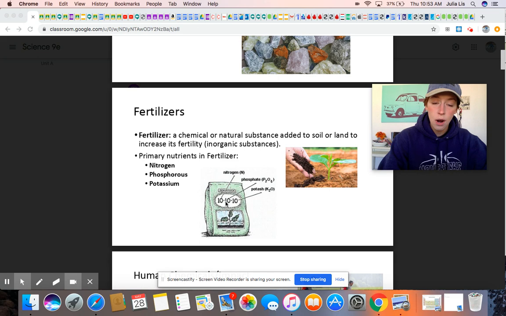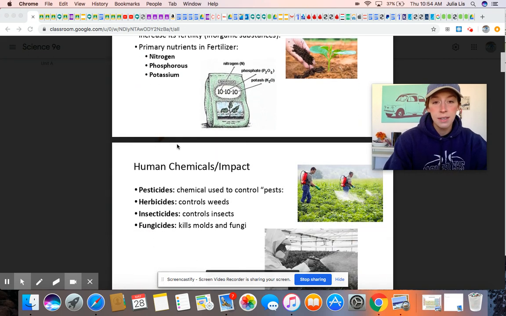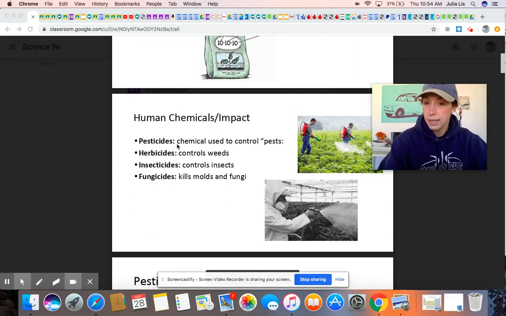But if they are pretty set on growing the same type of crop, or if the patch of land they have is notoriously known for not having the right nutrients, they can add fertilizers. Okay? And so fertilizers can vary. It's not just nitrogen, phosphorus, and potassium, but these are the most common inorganic substances that are added. And so depending on what you're growing and what it likes, that's what you would add.